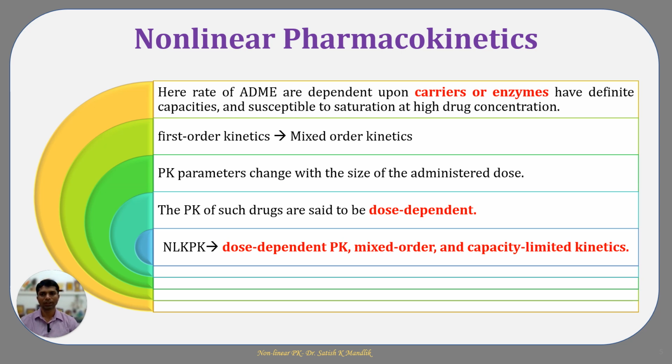So non-linear pharmacokinetics is known by different nomenclature like dose dependent pharmacokinetics, mixed order pharmacokinetics, saturation pharmacokinetics, as well as capacity limited pharmacokinetics.